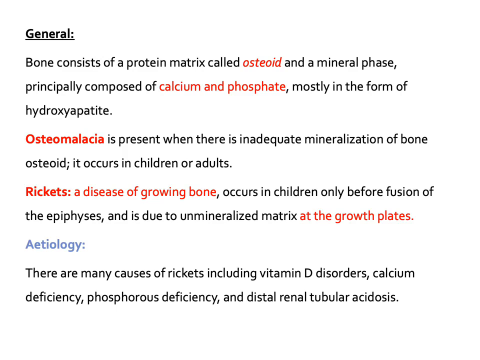While rickets is a disease of growing bone. It occurs in children only, not in adults, before the fusion of the epiphyses, and it is due to unmineralized matrix at the growth plate. So rickets is at the growth plate when the child is growing, while osteomalacia occurs in the bone osteoid, whether in children or in adults.